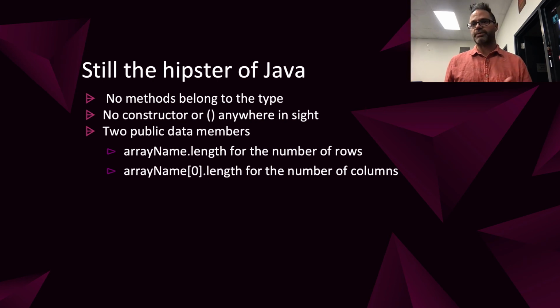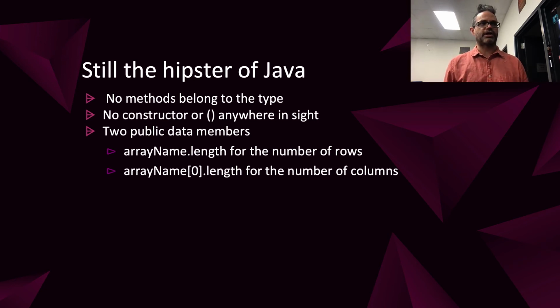Arrays, again, are still the hipster of Java, so you want to make sure that we have no methods that are available to a 2D array. We can't check to see if it contains something or what the size of it is. All we have is dot length. That's all we know on a 2D array. And so there's no constructor or any parens anywhere inside. So if you ever see parens, you're going to get a compilation error or a syntax error. It's not going to compile because there are no parens that exist inside the 2D array.